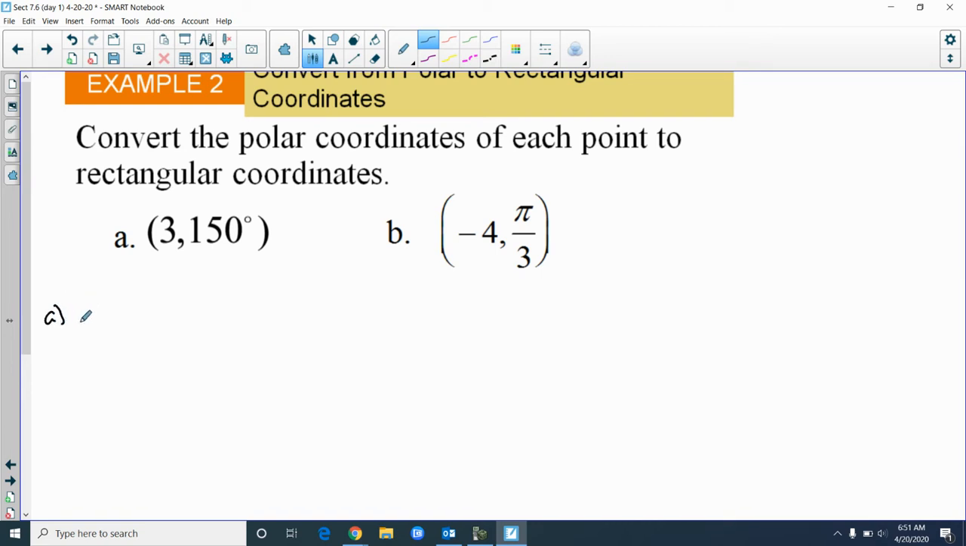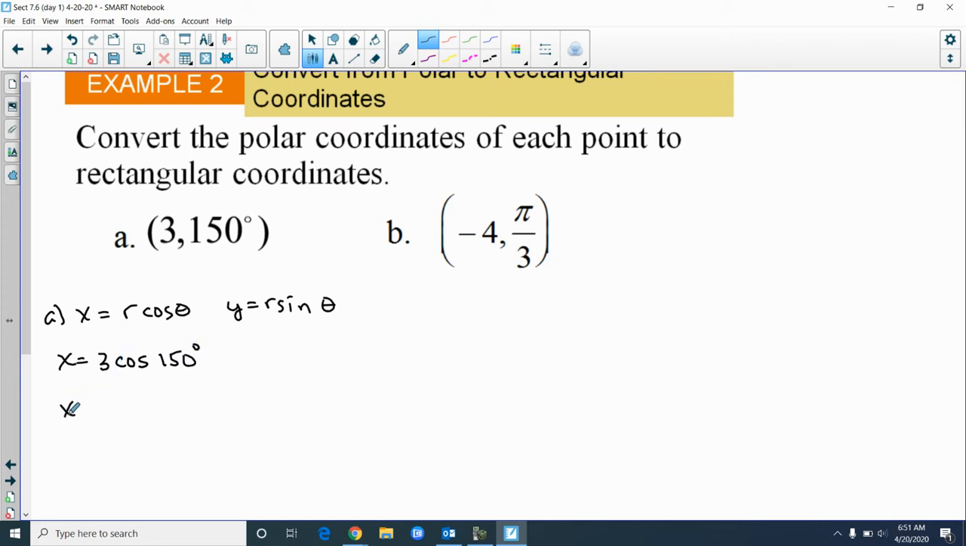Well, what did we say? We say x equals r cosine theta and y equals r sine theta. Now just substitute those in. So r is 3 times cosine of 150.